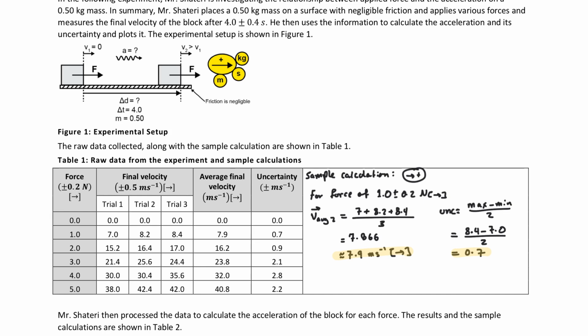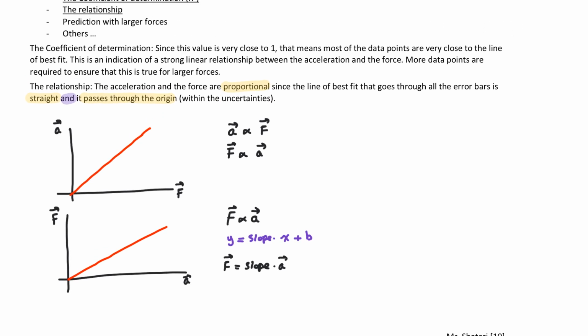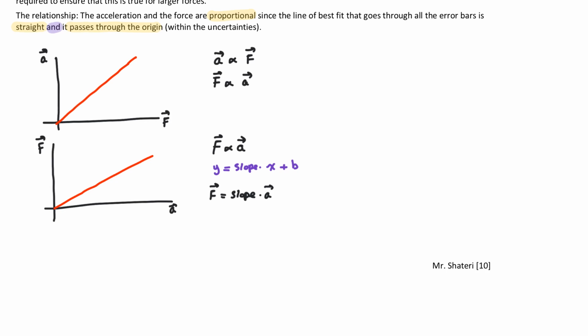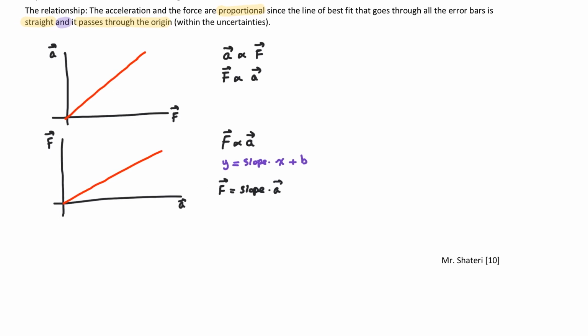So in this case, I'm finding that the slope of this graph, or the slope of a force and acceleration graph, is actually the value of the mass. I'm going to go down and write that first. So in this case, we have force is equal to our mass, which we just found, multiplied by the acceleration.